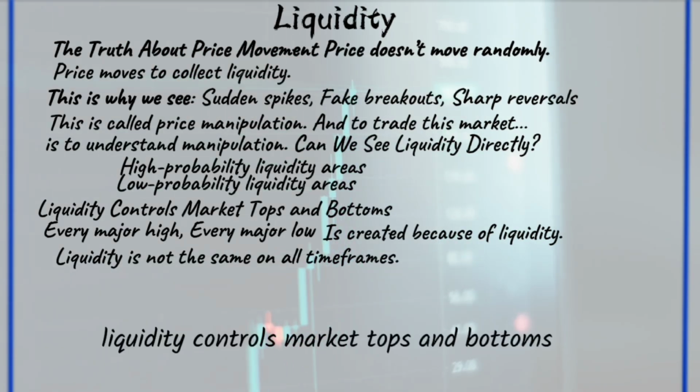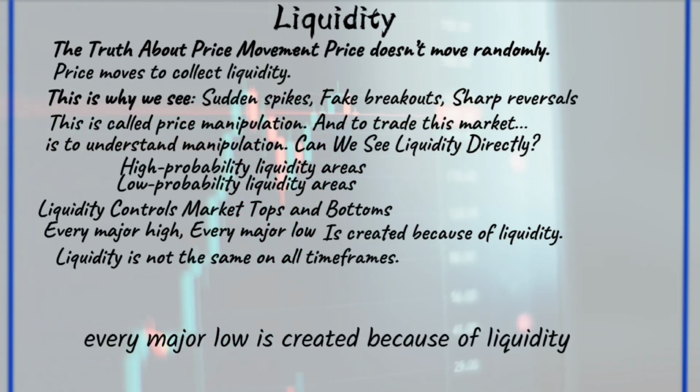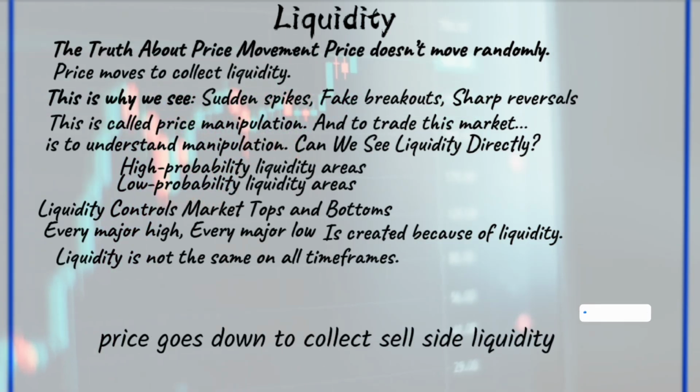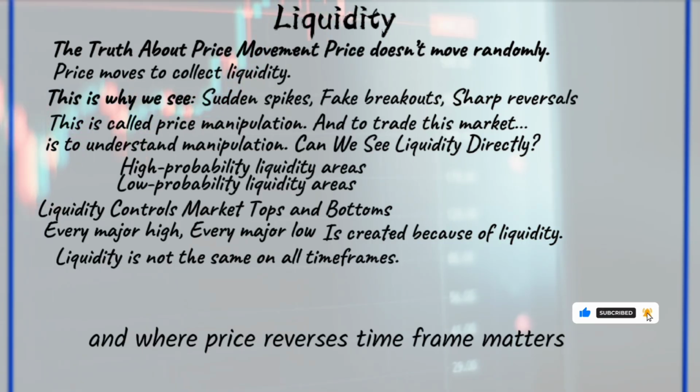Liquidity controls market tops and bottoms. Every major high, every major low is created because of liquidity. Price goes up to collect buy-side liquidity. Price goes down to collect sell-side liquidity. Liquidity decides where price stops and where price reverses.